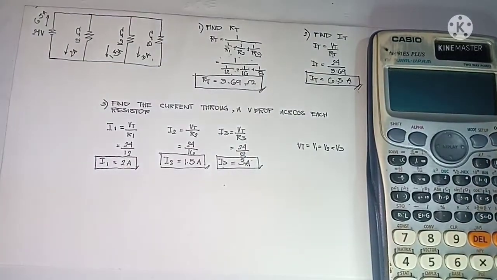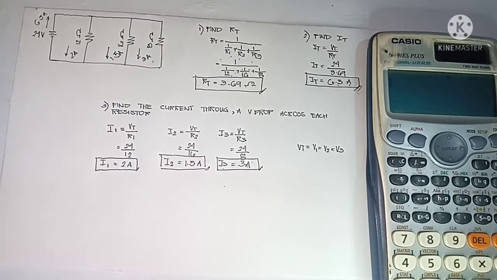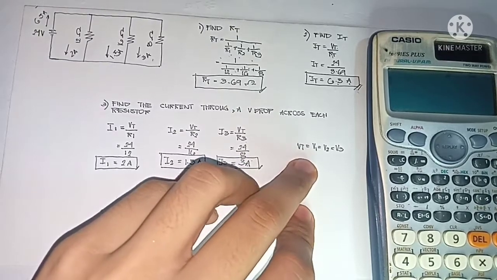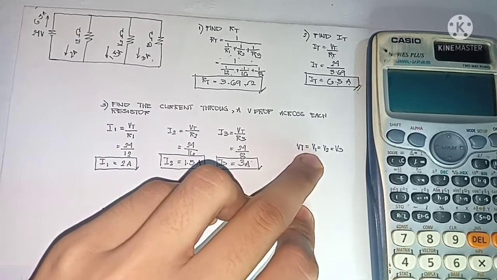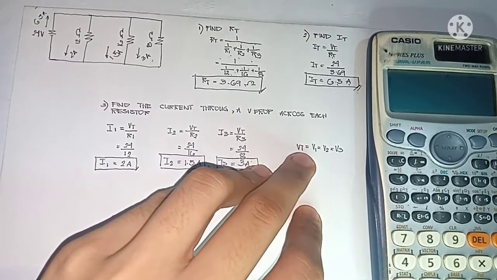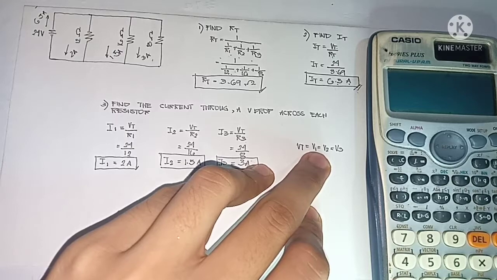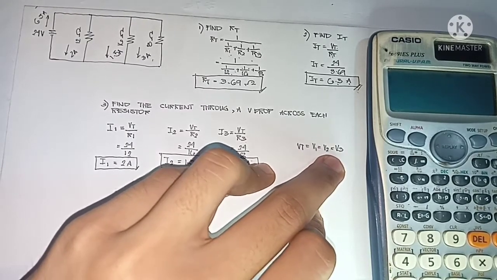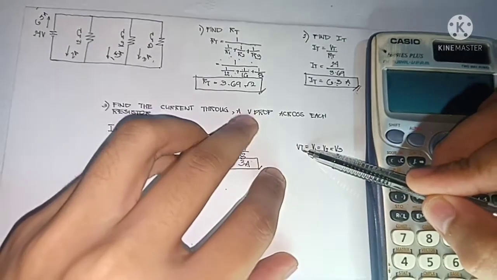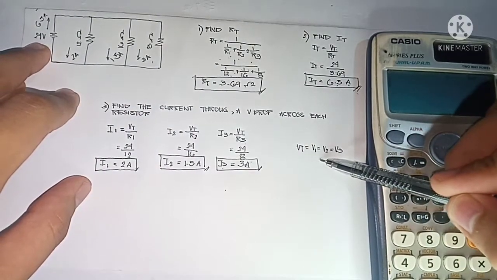Now let's go and find the voltage drop across each resistor. Since in a parallel circuit, the voltage total is equal to all the voltages, voltage total is equal to V1, which is equal to V2, which is equal to V3. Therefore the voltage across each resistor is equal to the total voltage, which is 24 volts.